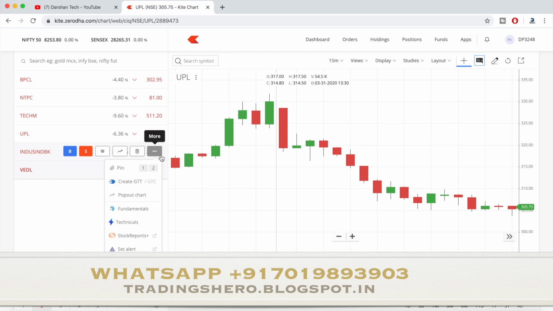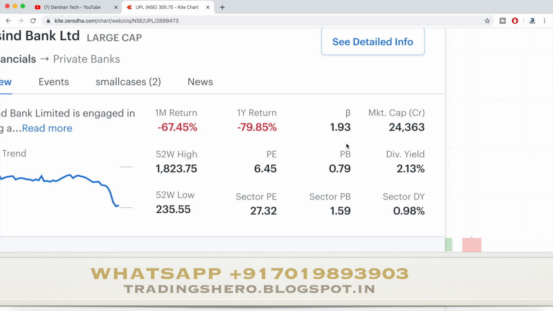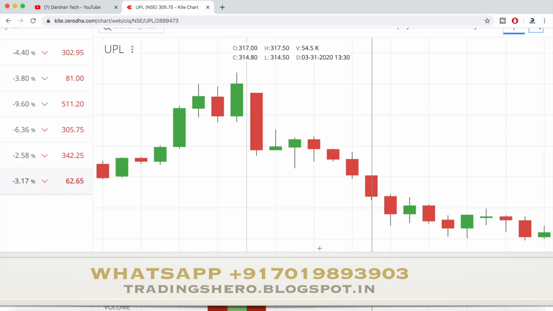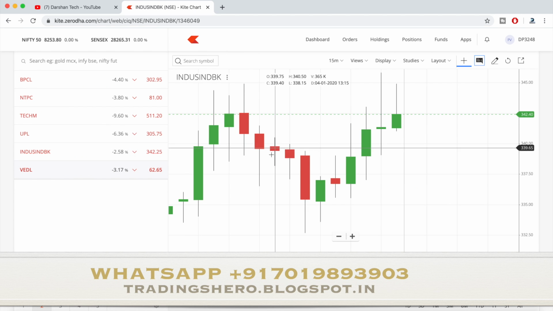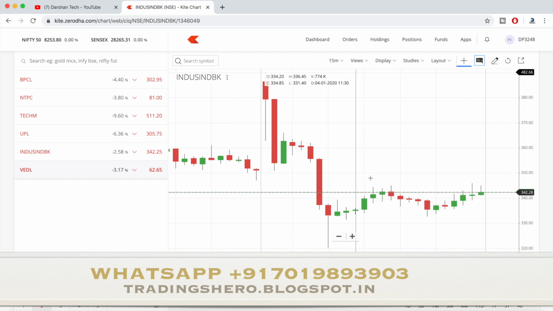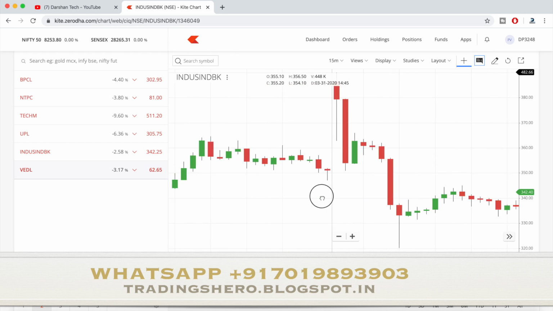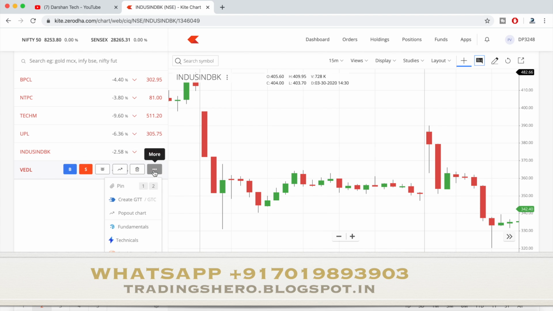Now let's go to IndusInd Bank. In IndusInd Bank the beta is 1.93, that means the stock will have a very good movement. So let me pull up the chart of IndusInd Bank. As you can see, this is the chart of IndusInd Bank. This has given a very good volatility. So this is how the stock will perform if the beta is higher. You can just check this out on your own.